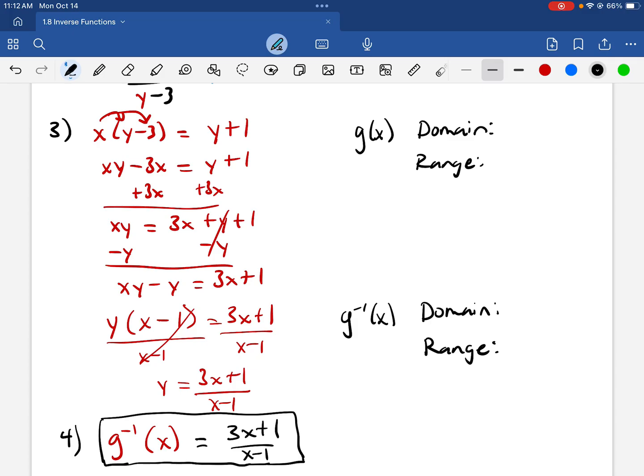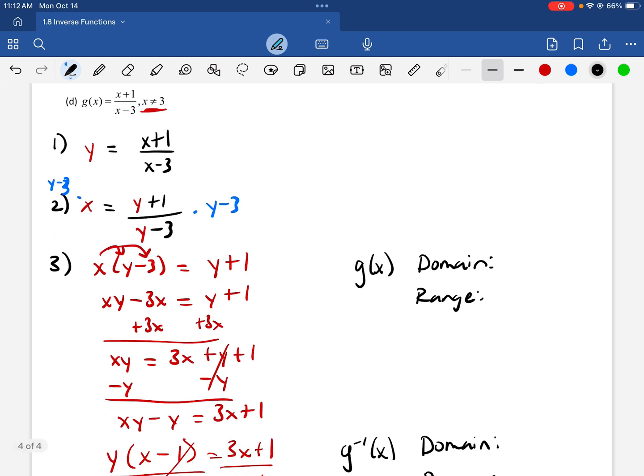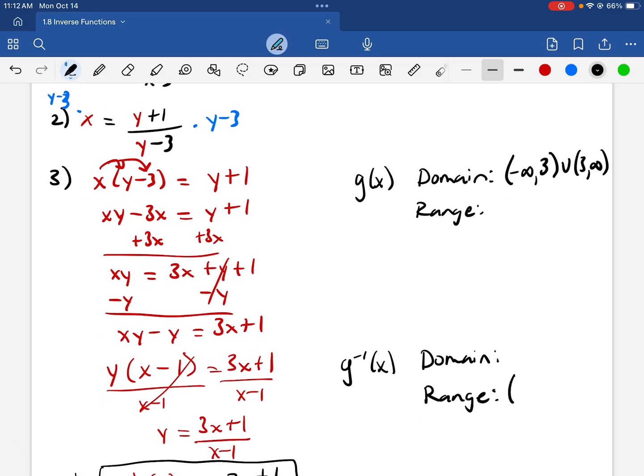All right, so it told us up here in the beginning what x could not equal. So that's going to be part of our domain here. It said x could not be equal to 3. So our domain then is going to be negative infinity to 3 union 3 to infinity. Okay, so then that's also going to make that the range of the inverse.